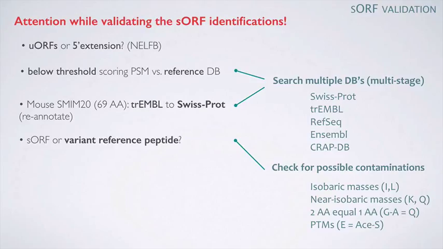Again, it can be variants. There are isobaric masses, near isobaric masses. Two amino acids are sometimes almost the same as one. There are a lot of modifications which can make it so that you actually identify a modified reference peptide rather than a new one.